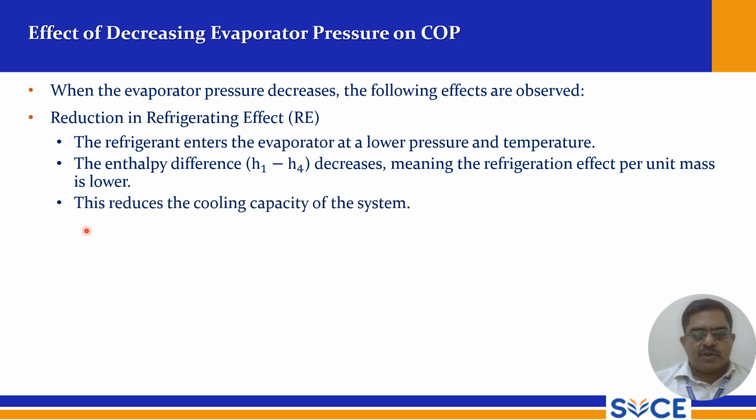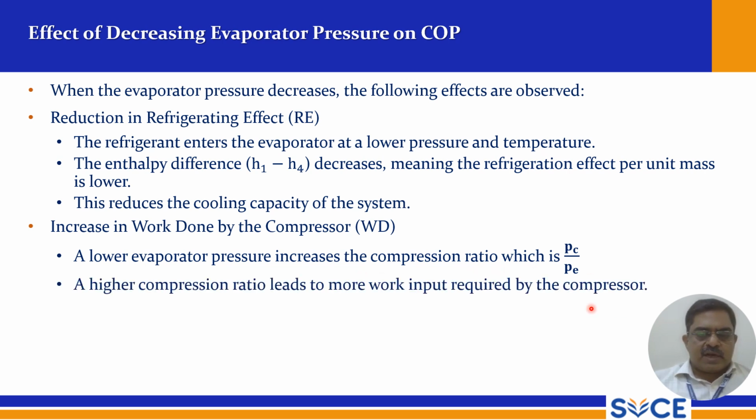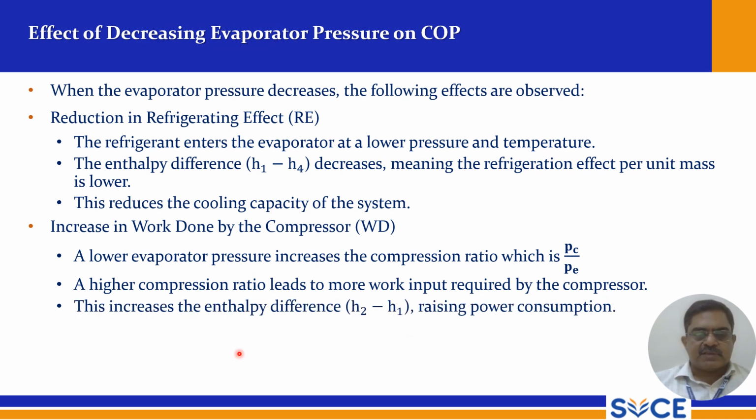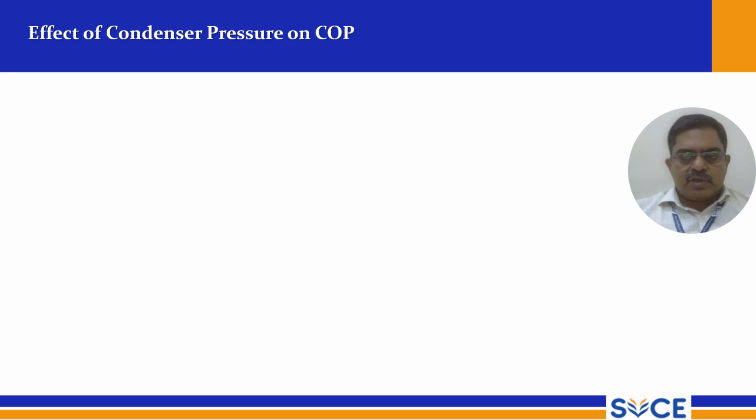This reduces the cooling capacity of the system. Second, an increase in work done by the compressor. A lower evaporator pressure increases the compression ratio, which is PC by PE. The higher compression ratio leads to more work input required by the compressor. This increases the enthalpy difference H2 minus H1, raising the power consumption. So these are the effects of evaporator pressure.